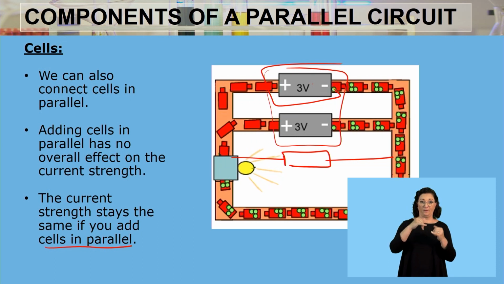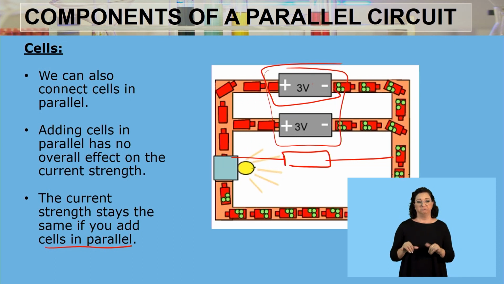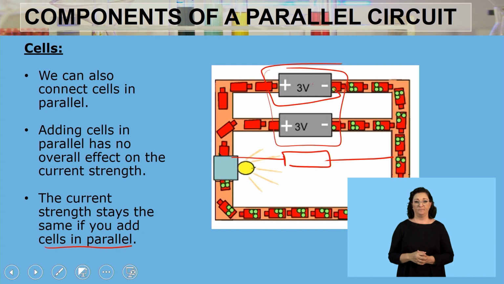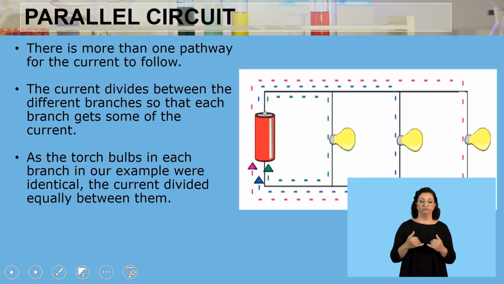The current strength will remain the same even if you add more cells in parallel. Now, as we have said, there is more than one pathway for the current to flow as your current is moving from the battery or from the cell going through the entire circuit. It has to now split in all of these branches, as we can see.